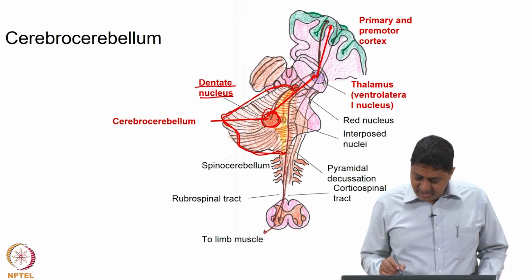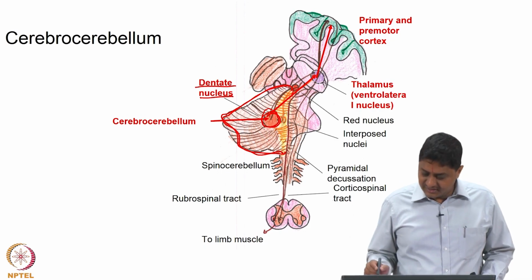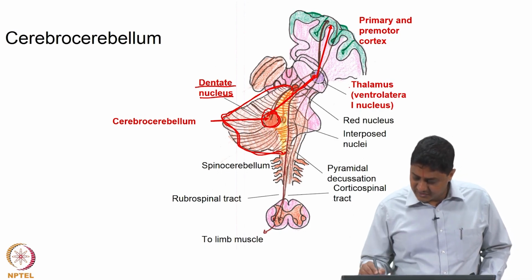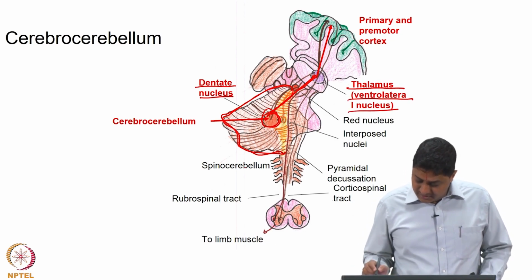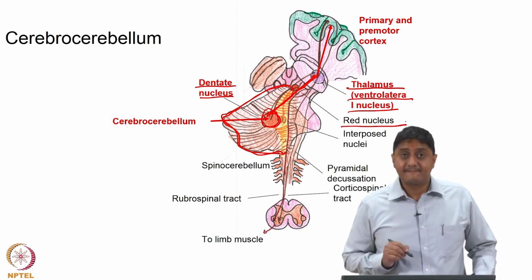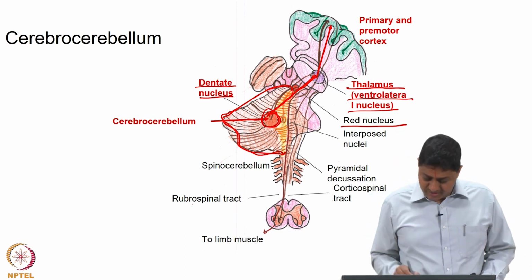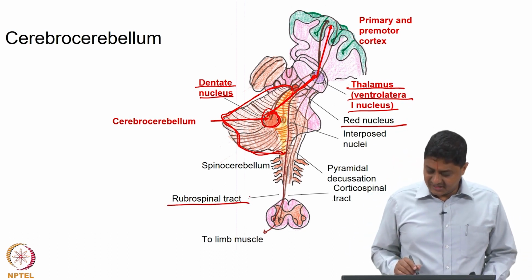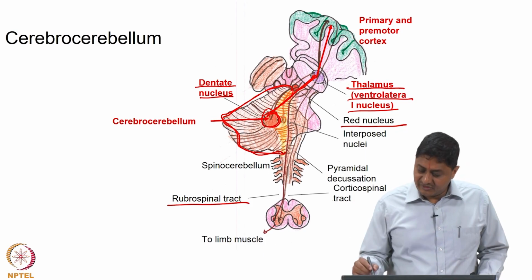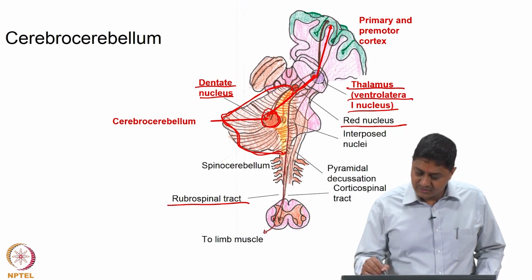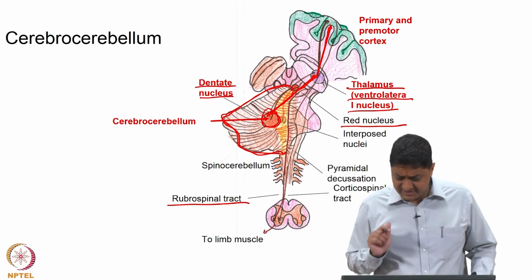So, the dentate nucleus has at least two projections. One is to the ventrolateral thalamus, shown here, and the other is to the red nucleus. From the red nucleus there is, of course, a projection to the spinal cord via the rubrospinal tract, which we have seen. From the ventrolateral thalamus it reaches the primary and premotor areas, and from the cortex there is the corticospinal tract, which we have seen.